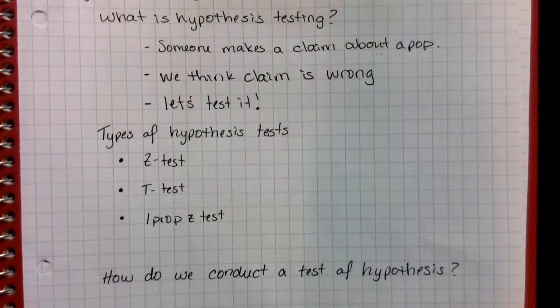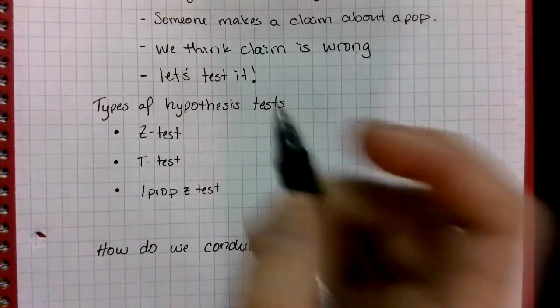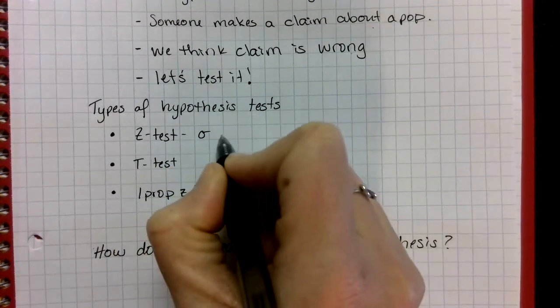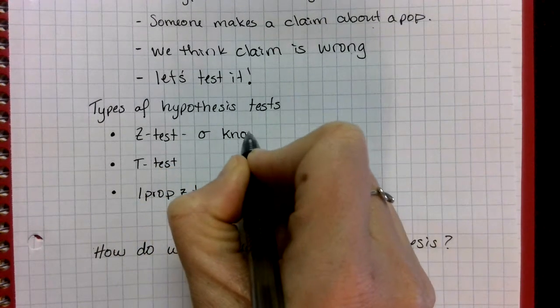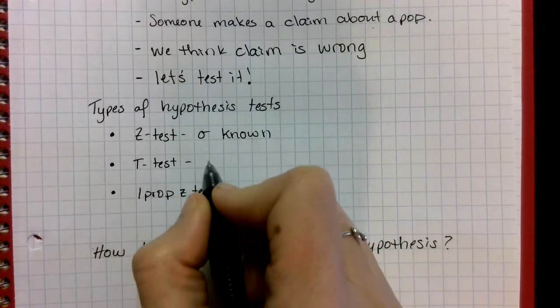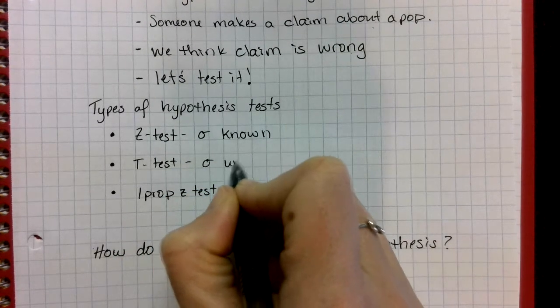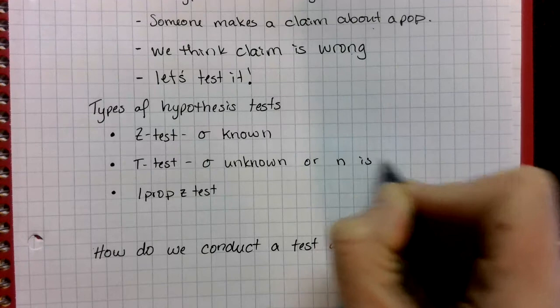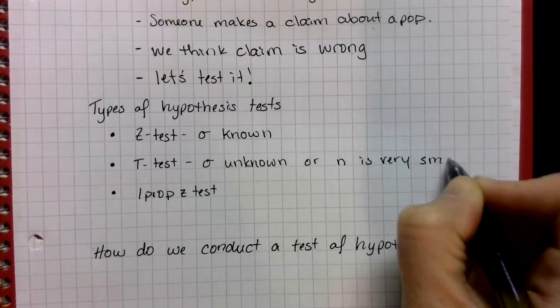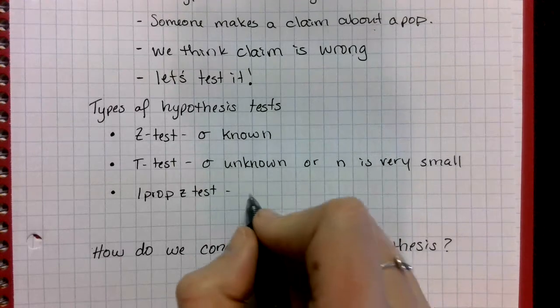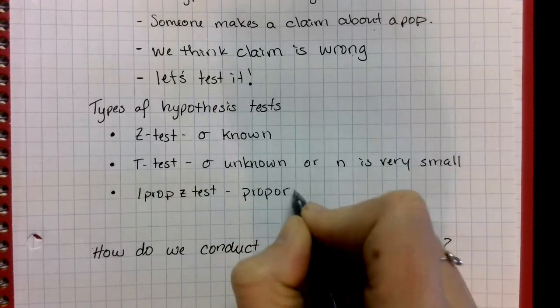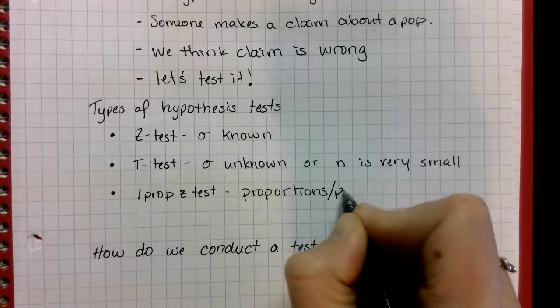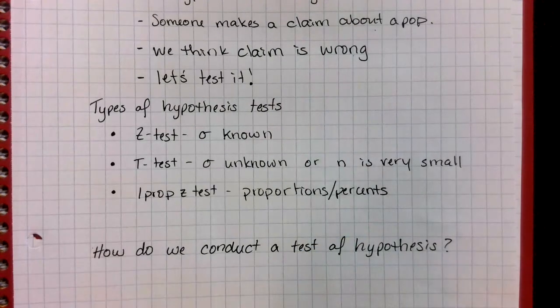So, to remember and summarize that, a Z test we would use when our population standard deviation is known. A T test is when sigma is unknown, or if your sample size is very small. And then a one prop Z test is used when somebody is making a claim about proportions or percents. Okay, so these go hand in hand with those confidence intervals that we've been talking about.